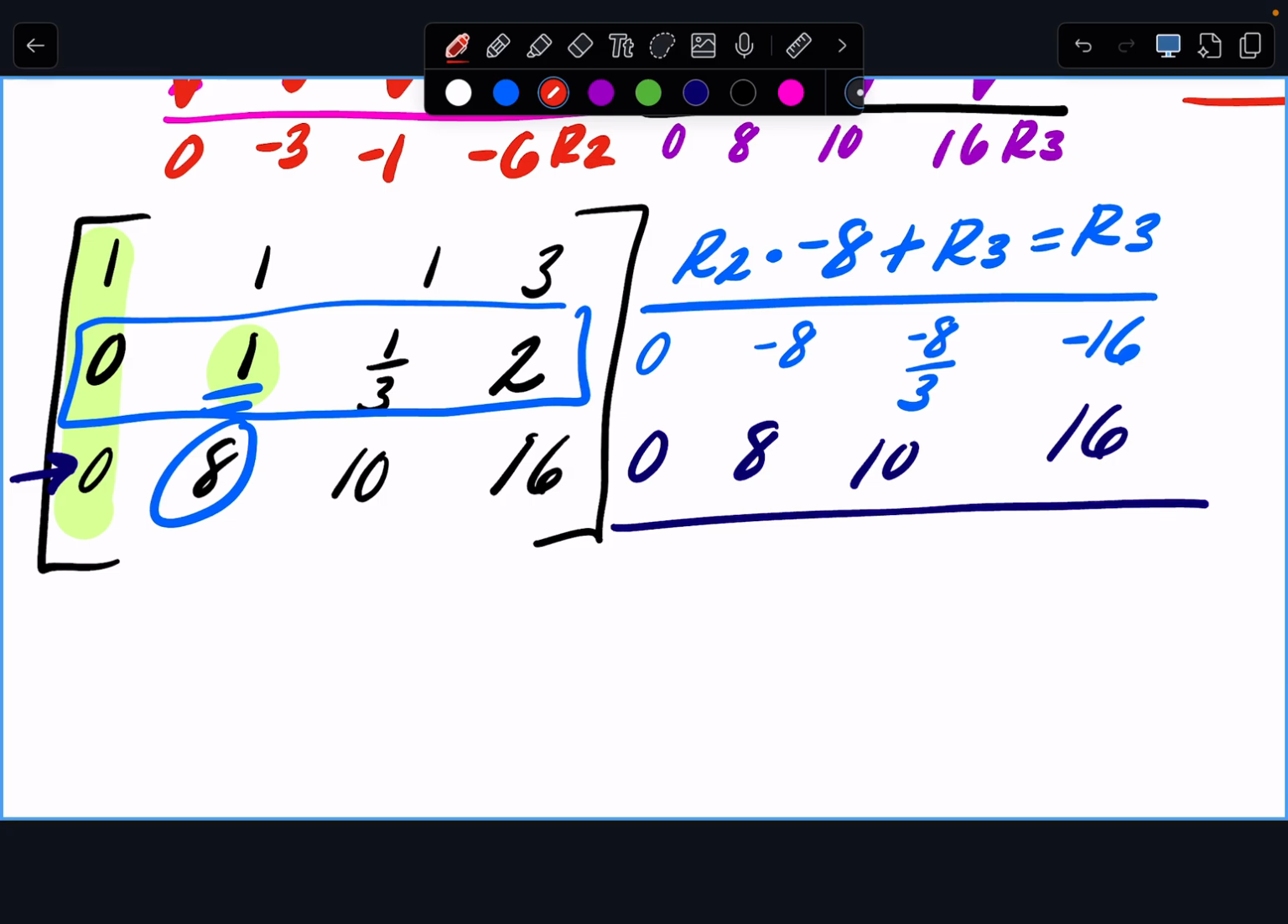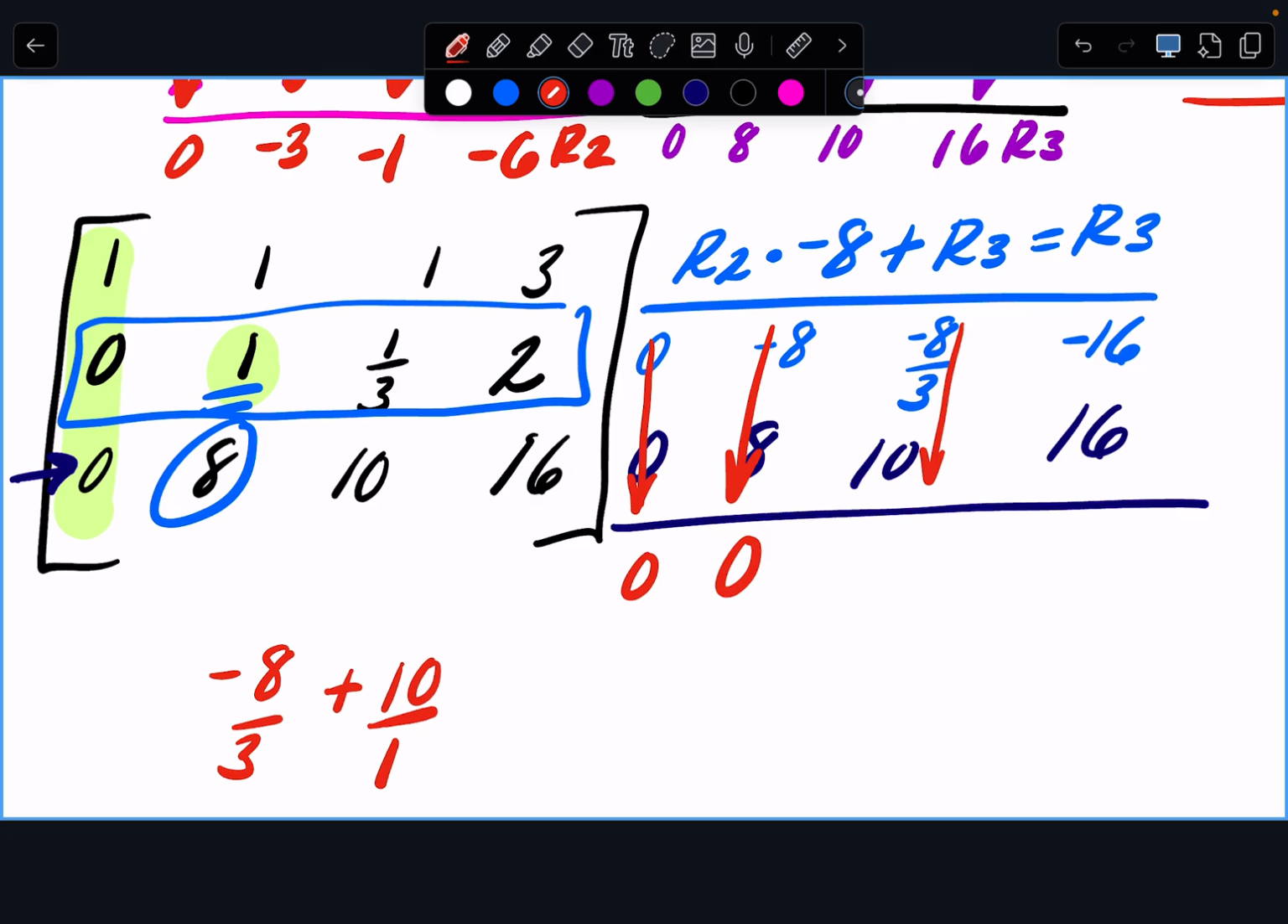Okay, here we go. Let's add straight down. 0 plus 0 is 0. 8 minus 8 is 0. Now look, I'm going to have to go off to the side. I'm adding up that. Negative 8/3 plus 10 over 1. We do have to be able to add fractions.